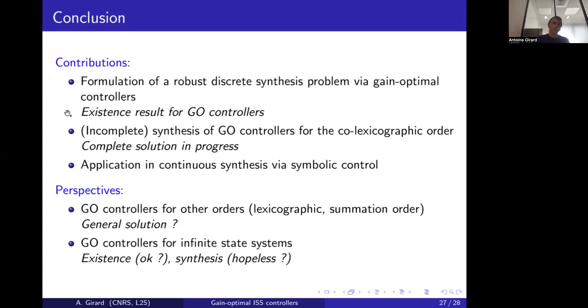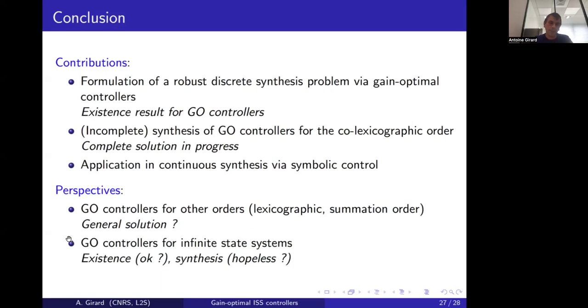So the type of perspectives and the future work that can be addressed. For now, we only have an algorithm for the co-lexicographic order, but as I mentioned, you can define gain optimal controllers for any order, right? So can we synthesize such controllers for other orders? And what would be nice is to have some generic solution that works for all the orders and is not specific to a given order, because that would be much nicer.